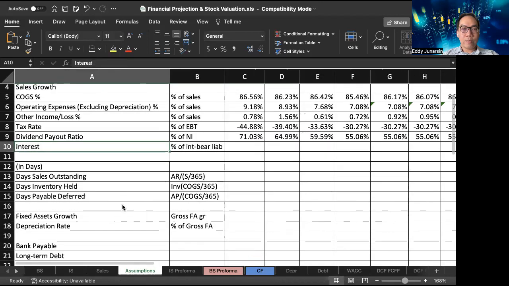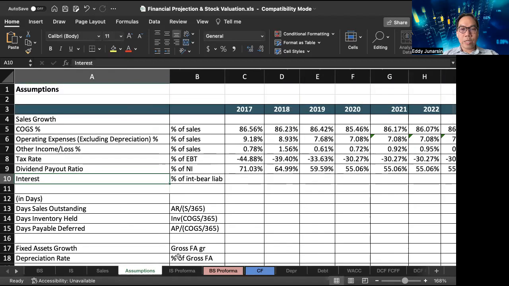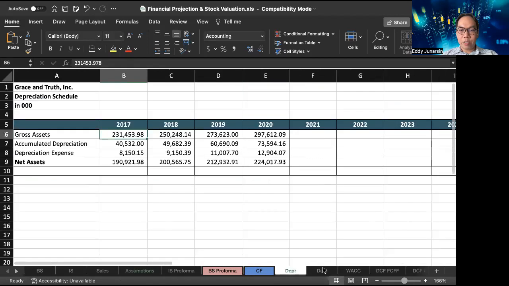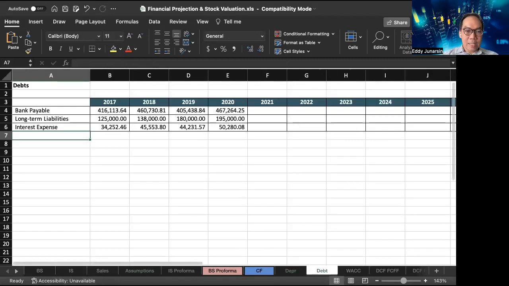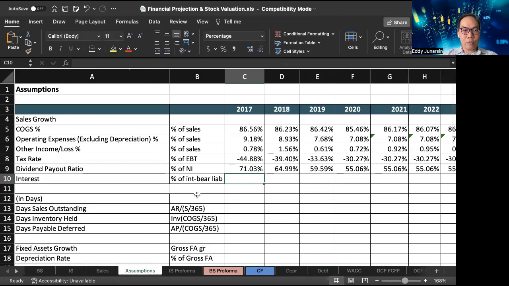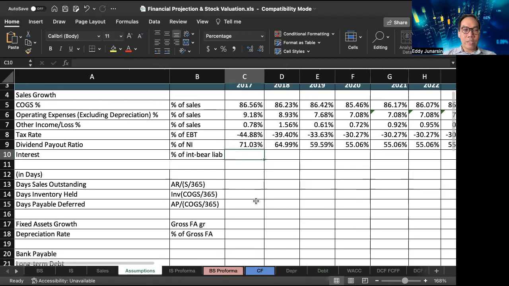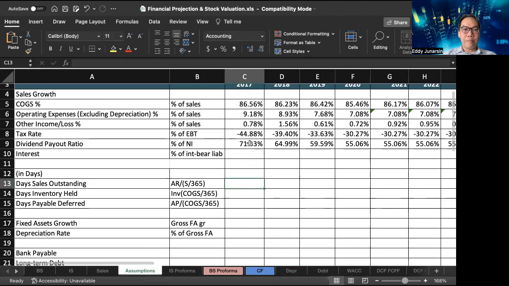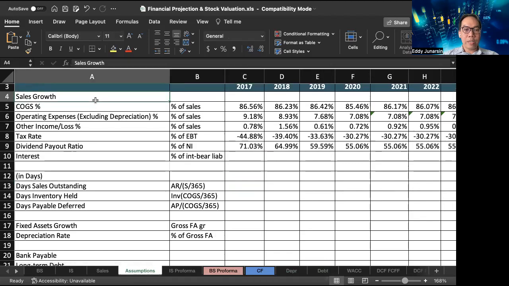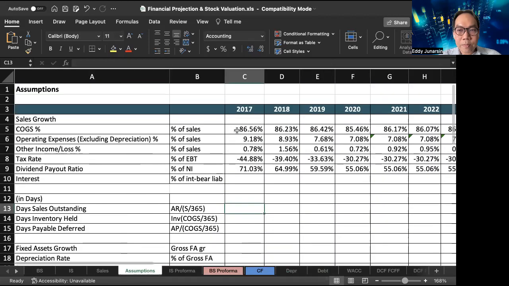Okay, now interest. What's the interest expense? Actually, we can skip this one because we do separate the depreciation and the fixed assets and debt sheets. So we'll just skip this one for now, because we have a separate sheet for projecting or determining interest expense. Okay, so let's continue to the balance sheet items. I think we are pretty much done with the income statement items. Now let's deal with the balance sheet items.